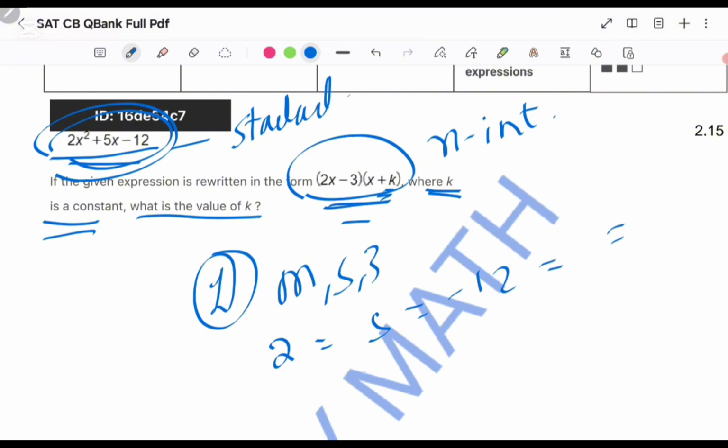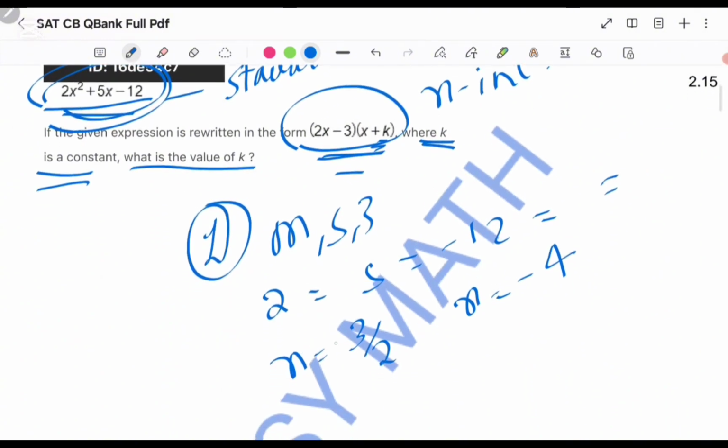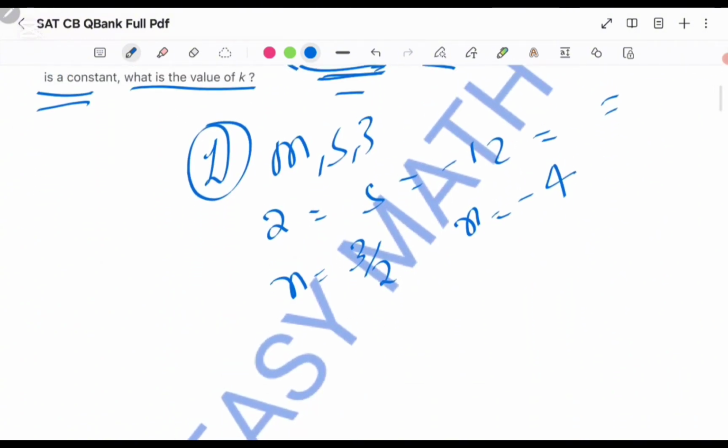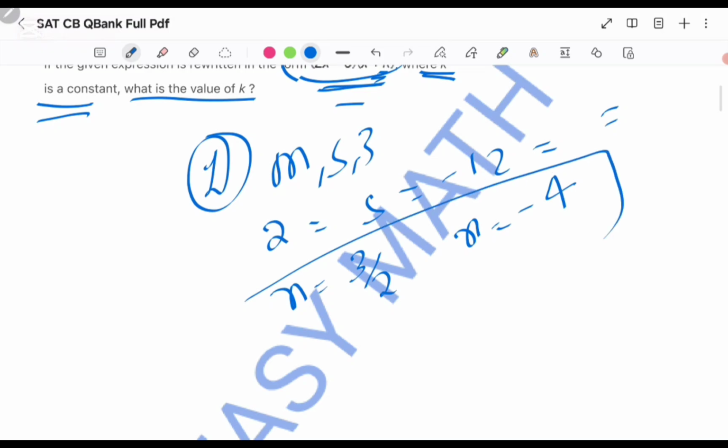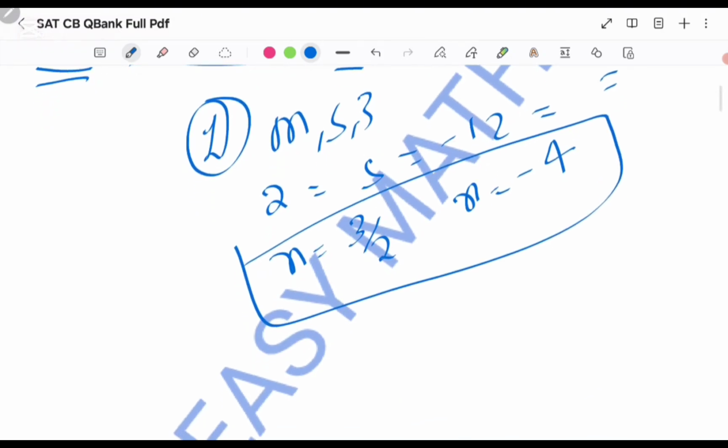My first one is gonna be 3 over 2. So my first x is 3 over 2. My second x is -4. So how can I write this as an x-intercept form? These are my x-intercepts. How can I write this as an x-intercept form?